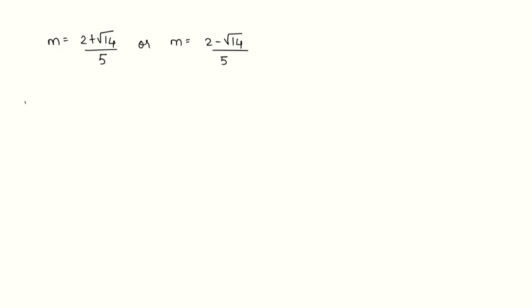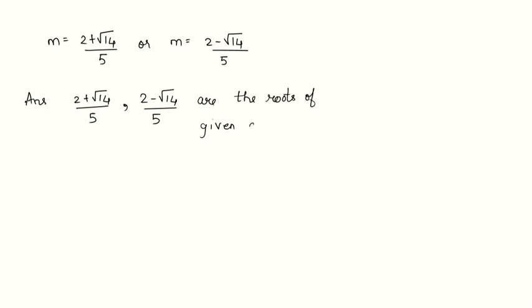Therefore, the answer is 2 plus square root of 14 divided by 5, comma, 2 minus square root of 14 divided by 5 are the roots of the given quadratic equation.